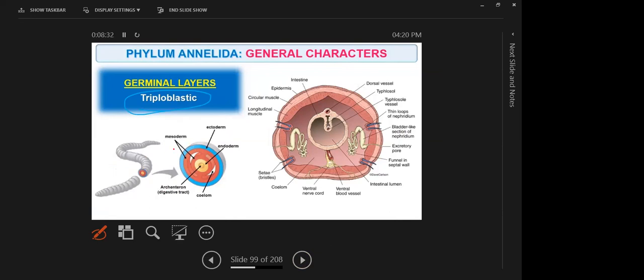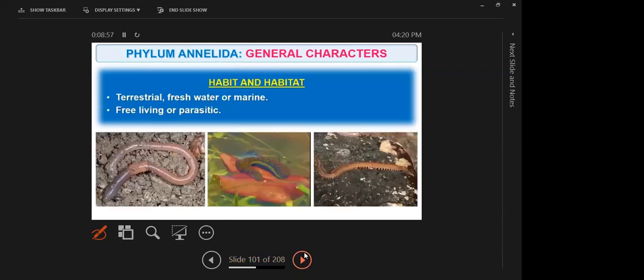Of course, now onwards it's from triploblastics. So then see here how it looks. So what is the speciality about earthworm with respect to the digestive system? Anyone? Earthworm causes vermicompost. They are called farmer's friend. Why? They create black gold.